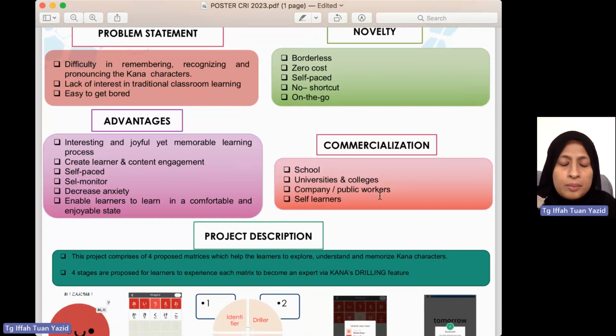With these proposed apps, beginners are provided a platform to learn in a fun way, with no need to attend a traditional classroom. Of course, it is for self-learners. There are so many people out there learning Japanese on their own, so I believe this proposed app and project can be commercialized to self-learners out there.